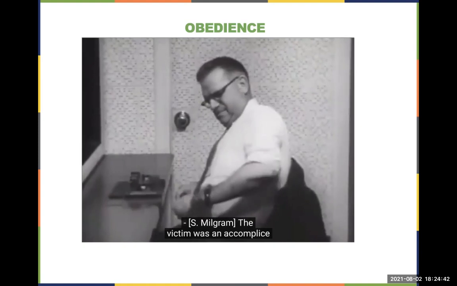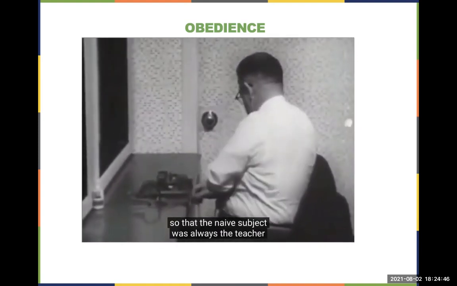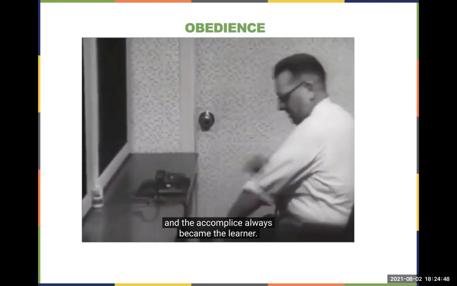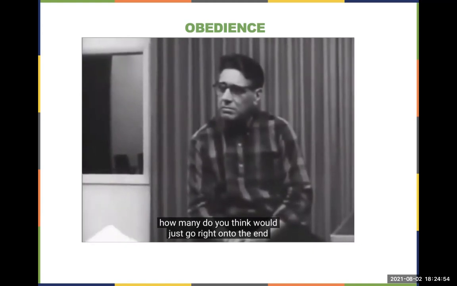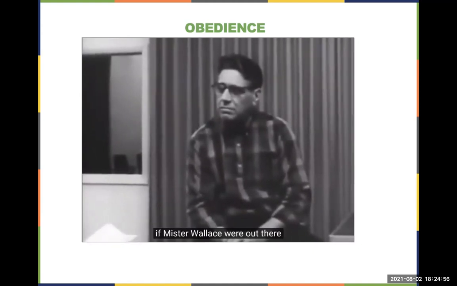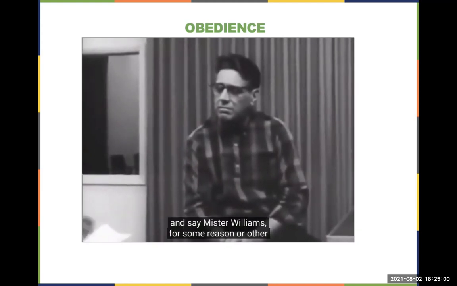The victim was an accomplice of the experimenter. The drawing was rigged so that the naive subject was always the teacher, and the accomplice always became the learner. Of 100 people placed in this situation, how many do you think would just go right on to the end? And Mr. Wallace were out there, and say Mr. Williams, for some reason or other, said, keep going.